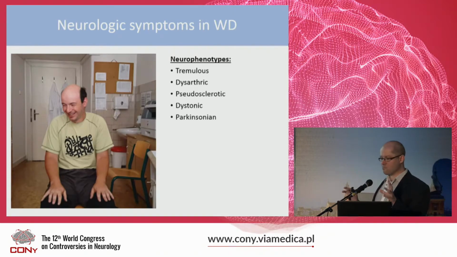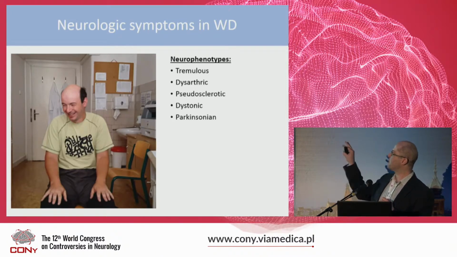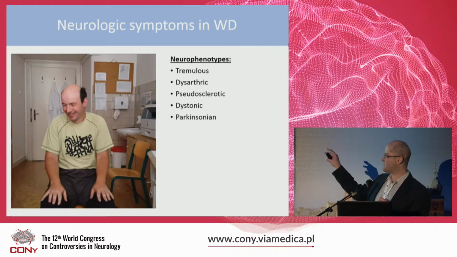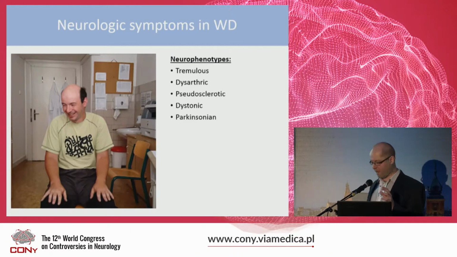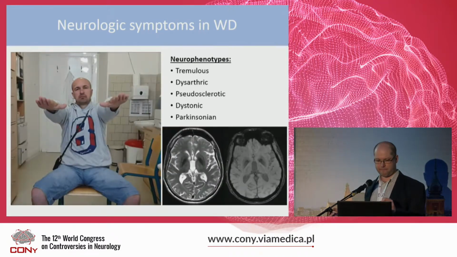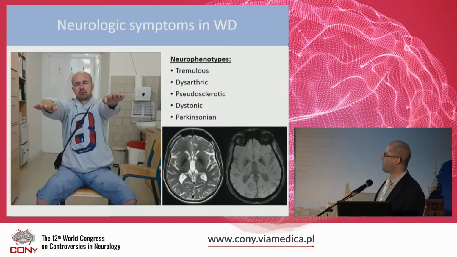There are mentions about neurophenotypes of Wilson disease in the literature with various modifications. This is from the latest edition of UpToDate, and they say that the patients may be tremulous, dysarthric, pseudosclerotic, dystonic, Parkinsonian. Might be helpful, but not always. Let me show you another patient.